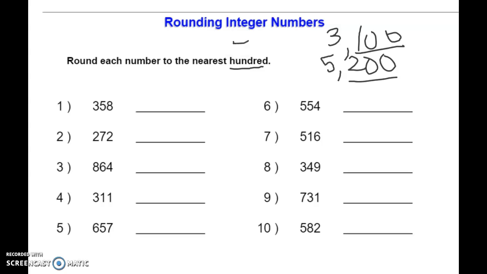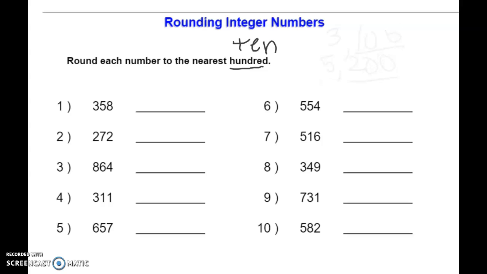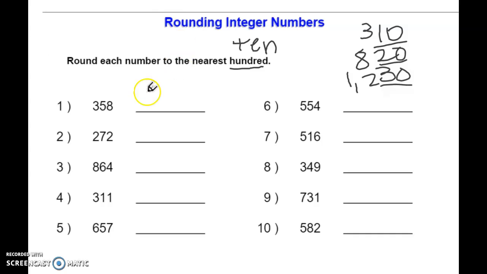If it said to round to the nearest 10, then my last two digits would be 10. Now maybe it's 310 or 820 or 1,230, but my last two digits are 10. So when we're rounding, make sure you're looking at those last two digits.